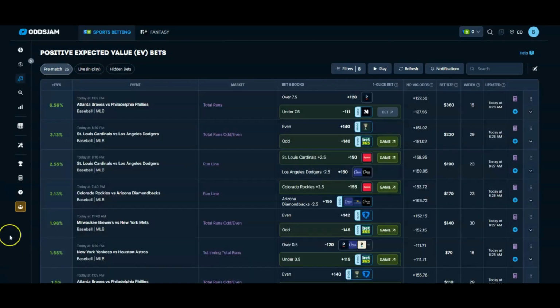The concept of the positive EV page is to give you the biggest mathematical edge pre-game. This is pre-match. You can see there's currently 25 events. I do a lot of live or in-play betting. That's a huge opportunity, a huge area where you can do really, really well. And what you'll see on the left-hand side is that 6.56 is the highest percentage. You need to correlate that with what's going on here.